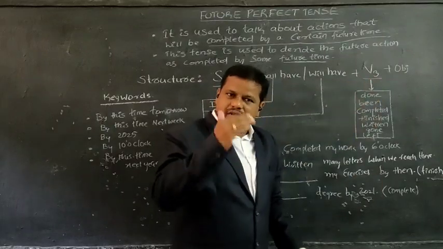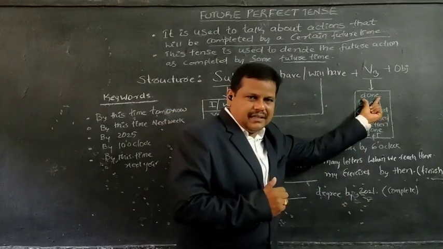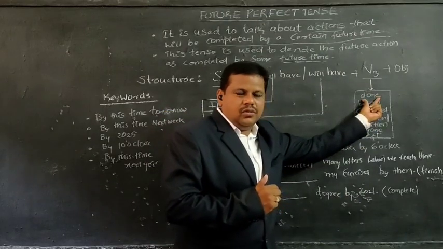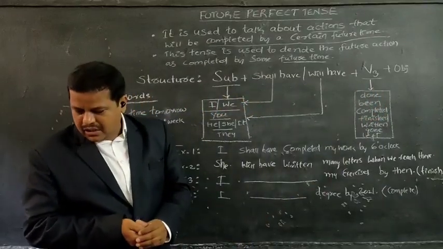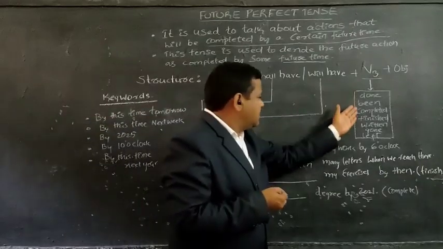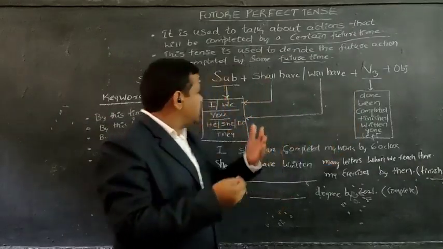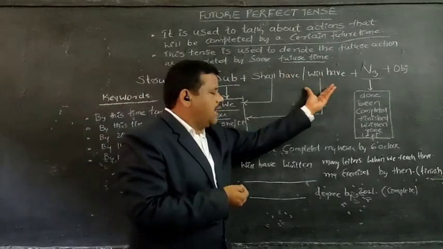You know very well, verb 1, verb 2, verb 3. For example, done is the verb 3. Do and did are the verb 1 and verb 2. In the same way, you know very well, there are so many verbs. First, let us discuss one by one where we should use shall have and will have.